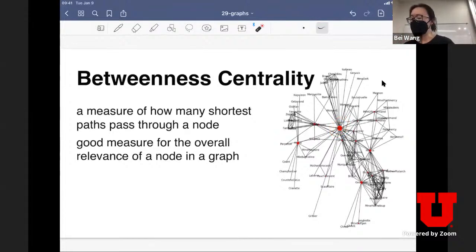Another way of thinking about centrality is to think of it as a business hub, right? If you think about the Salt Lake City airport, it's actually going to have a pretty high centrality because a lot of flights transfer here. So to go from West Coast to East Coast, or East Coast to West Coast, some of those paths have to pass through Salt Lake City. So there's a large number of shortest paths going through here, and then it has a high betweenness centrality.